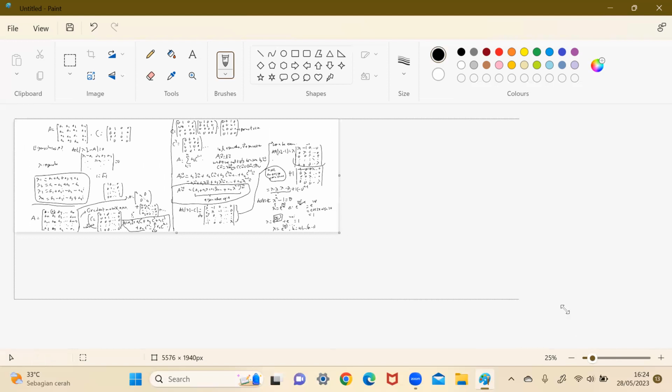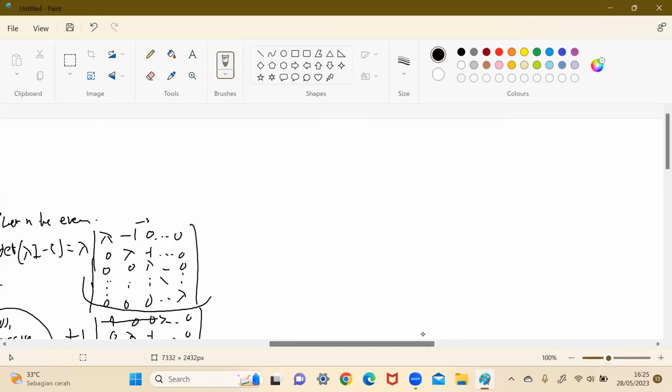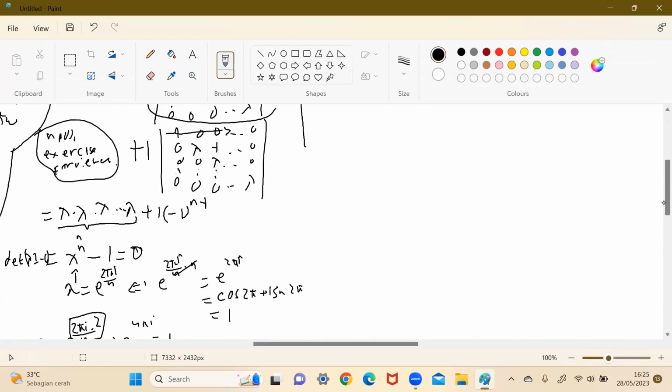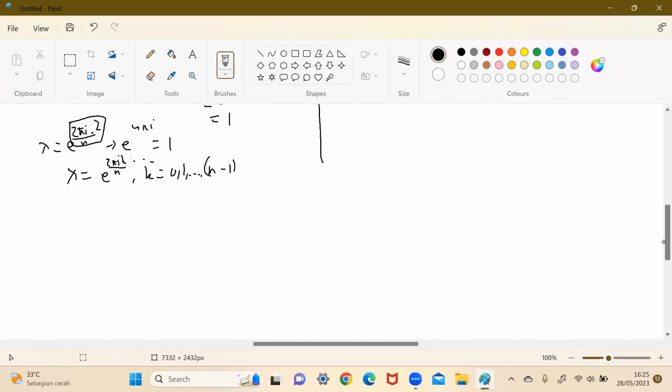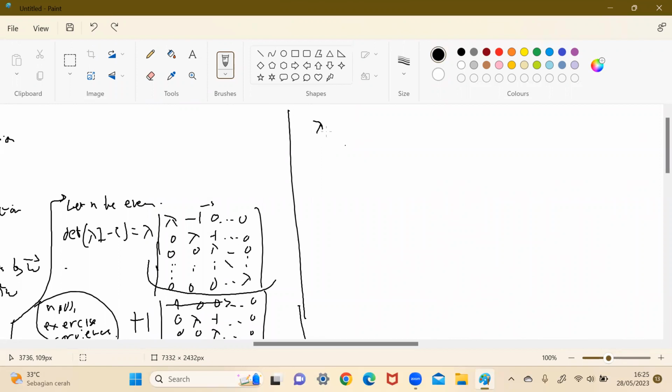Okay, let me just expand the space. So there you have it. The eigenvalues of C are precisely the nth roots of unity. That is, lambda is equal to e to the power of 2 pi i k over n. I just repeated myself, but you get the idea. You just have to plug in k equal to 0, 1, all the way to n minus 1 to obtain all the eigenvalues of C.